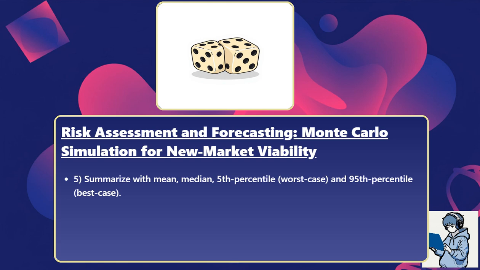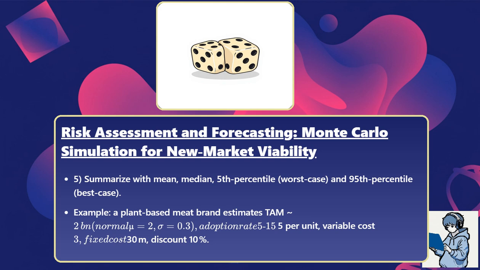For example, a plant-based meat brand estimates total addressable market at about $2 billion, with a normal distribution, mean 2 and standard deviation 0.3, adoption rate between 5 and 15% with a triangular mode of 10%, price $5 per unit, variable cost $3, fixed cost $30 million, and discount rate 10%.